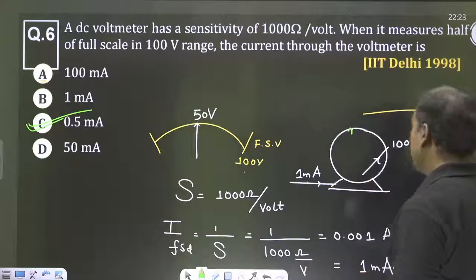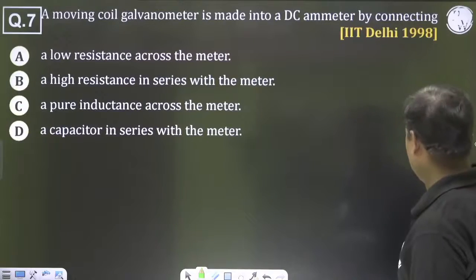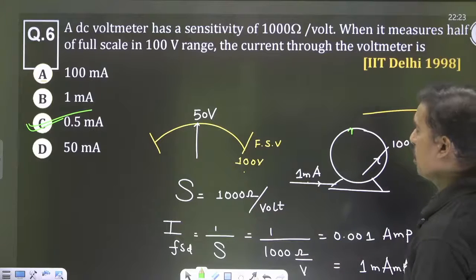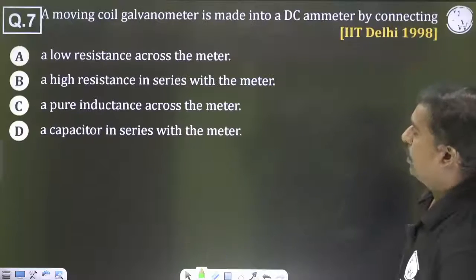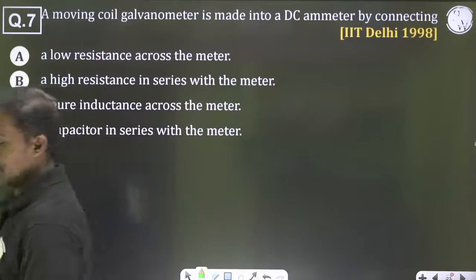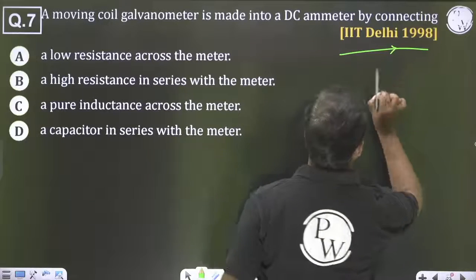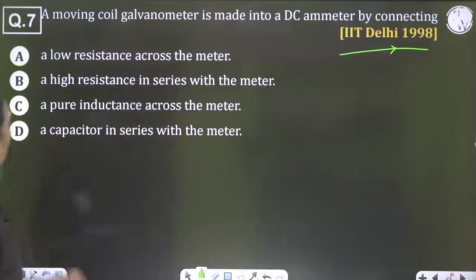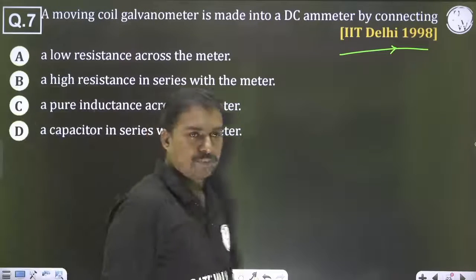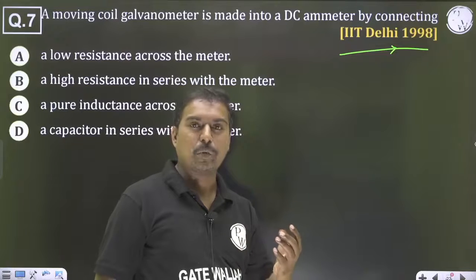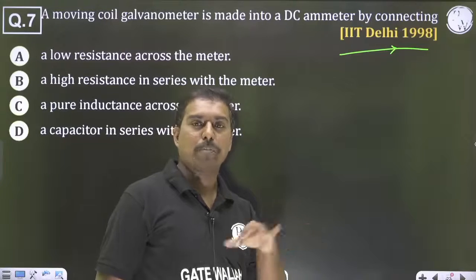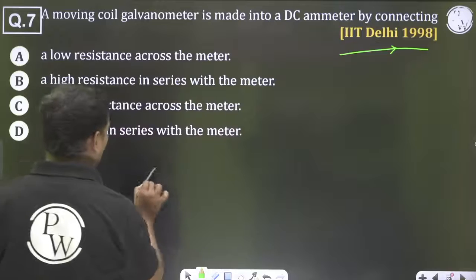Let us move to the next. A moving coil galvanometer, question asked by IIT Delhi 1998. A moving coil galvanometer is made into a DC ammeter by connecting dash. So this question is related to what? The PMMC as an ammeter. What is the diagram of PMMC as an ammeter?